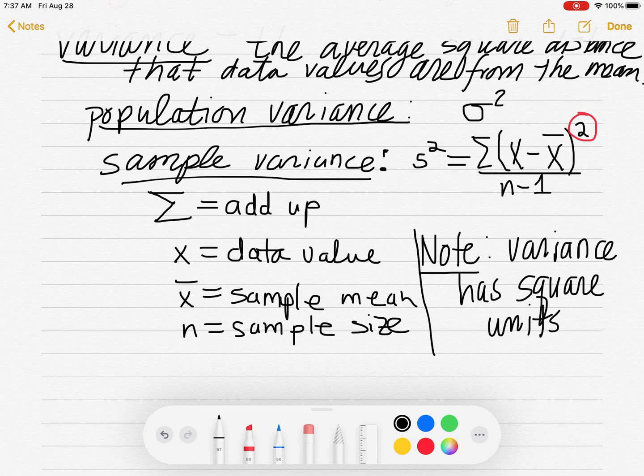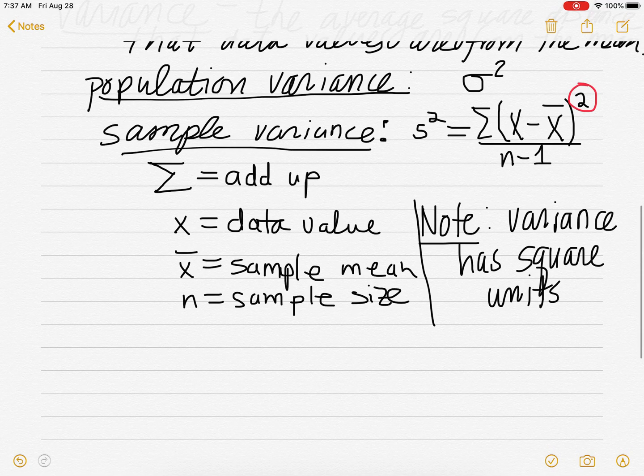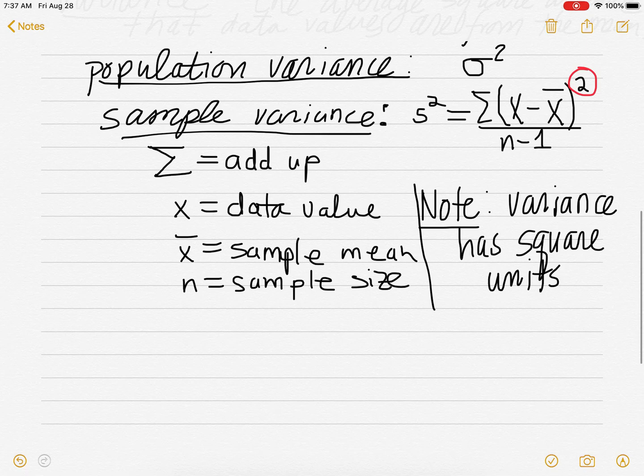For example, if I were calculating the variance for salaries, my final answer would be in square dollars. Now that's kind of awkward to talk about, square dollars. Sometimes it makes sense to talk about square units, like square inches make sense. But when we're talking about money, square dollars would be very odd.